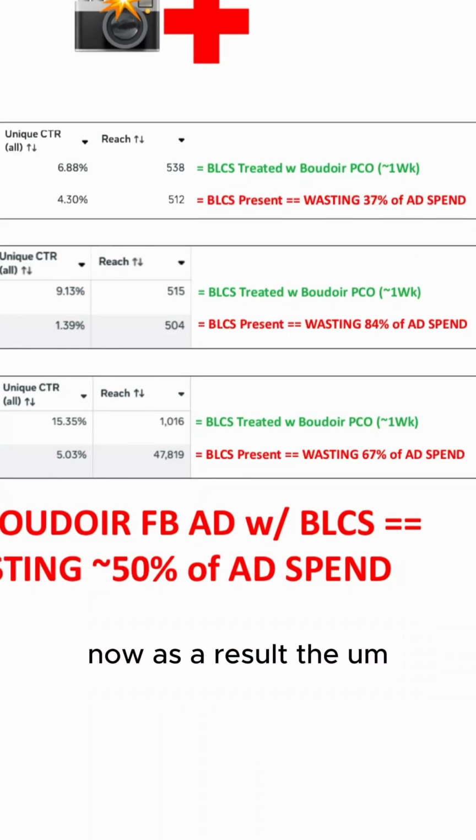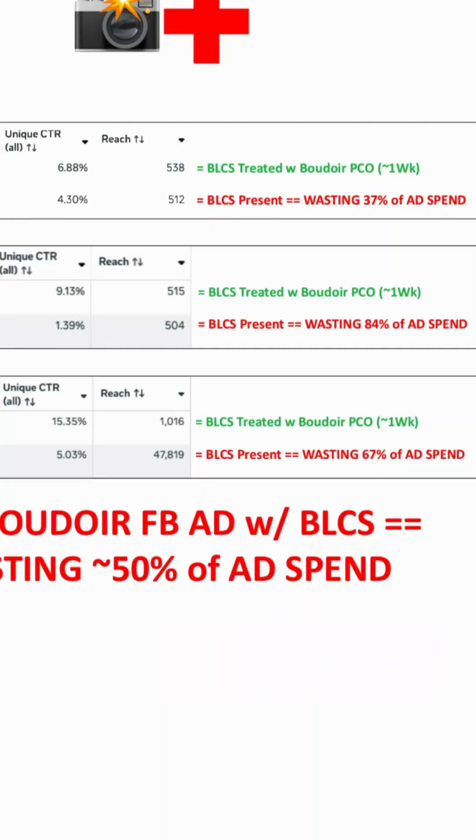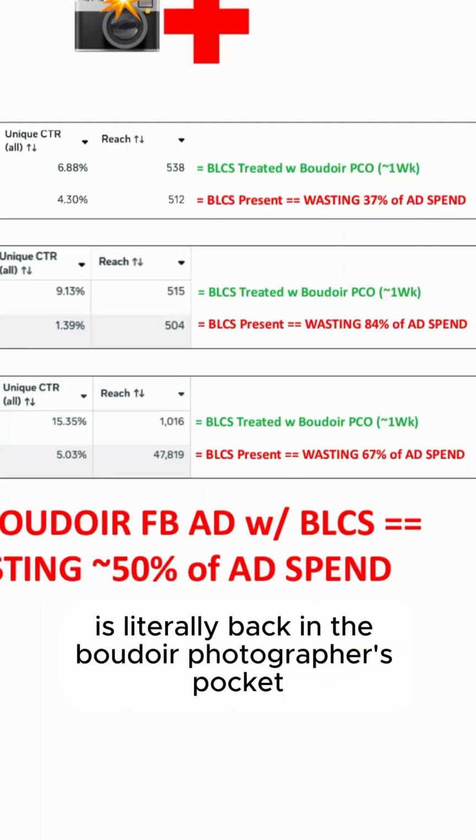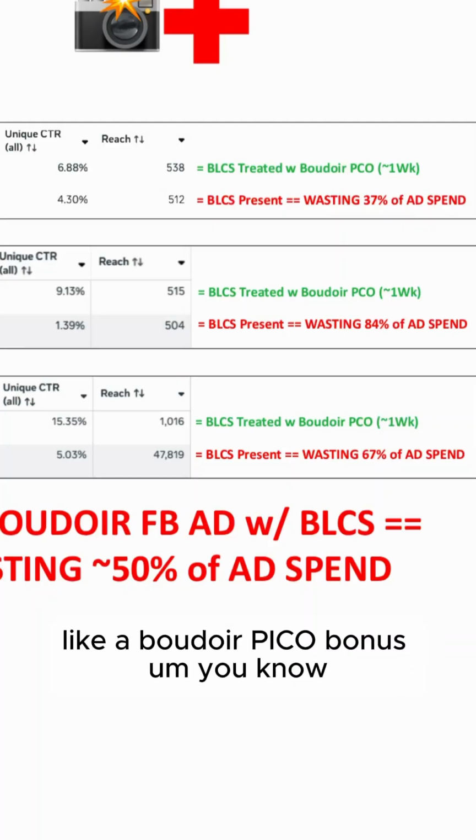Now, as a result, the $6,700 a month is literally back in the boudoir photographer's pocket because they don't have to spend it. Have like a phantom bonus, like a Boudoir Pico bonus.